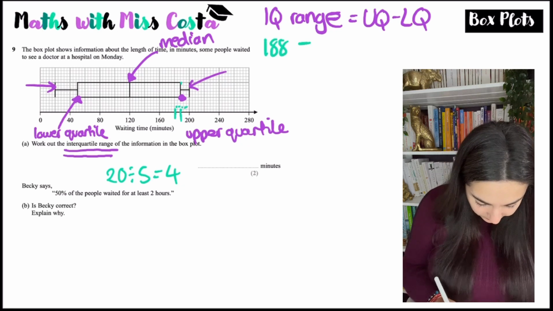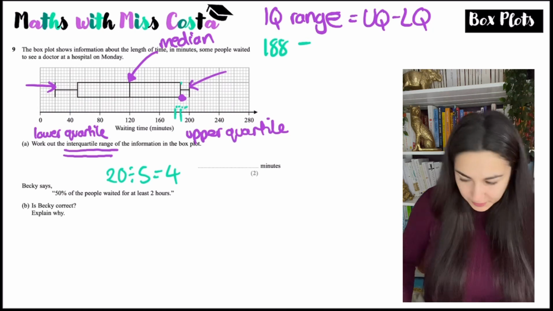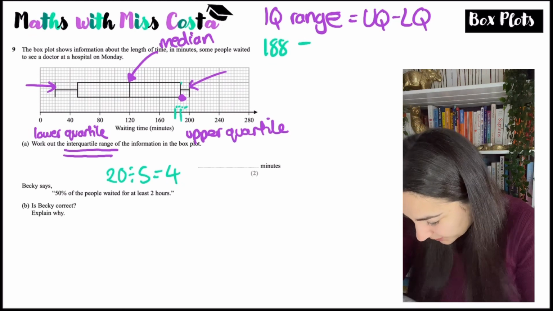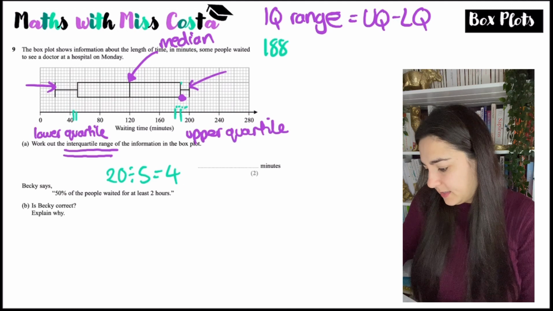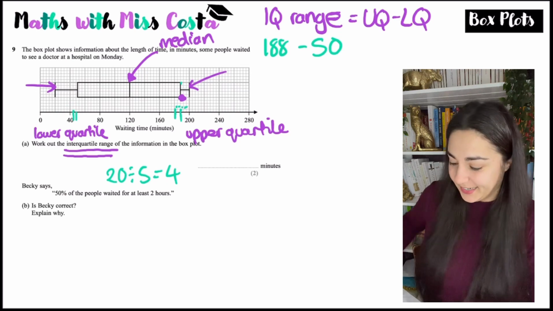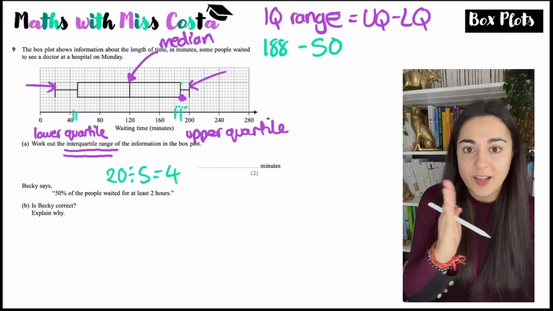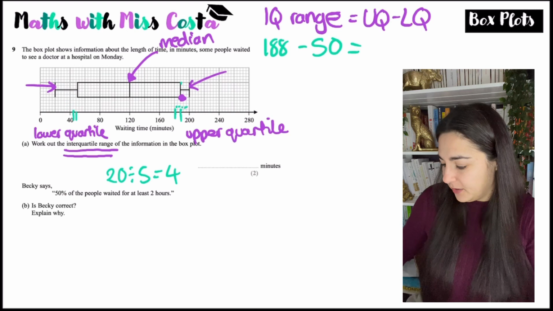And the lower quartile, let's delete that arrow so I can see. The lower quartile, oh, that's going to be a middle one. Okay, so that's 44, 48, 50. So that would be 188 take away 50. If you look really closely, it's not exactly on a line, it's in between 2, so it's halfway. So if one box is 4, then half a box would be 2. So the interquartile range would be 188 take away 50, which is 138.